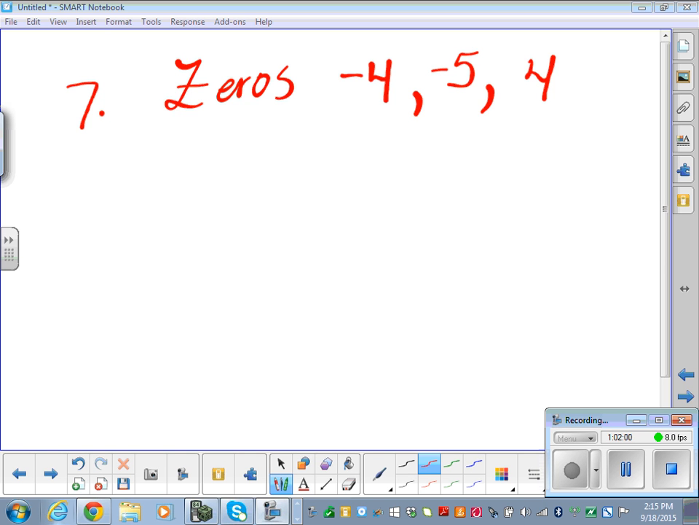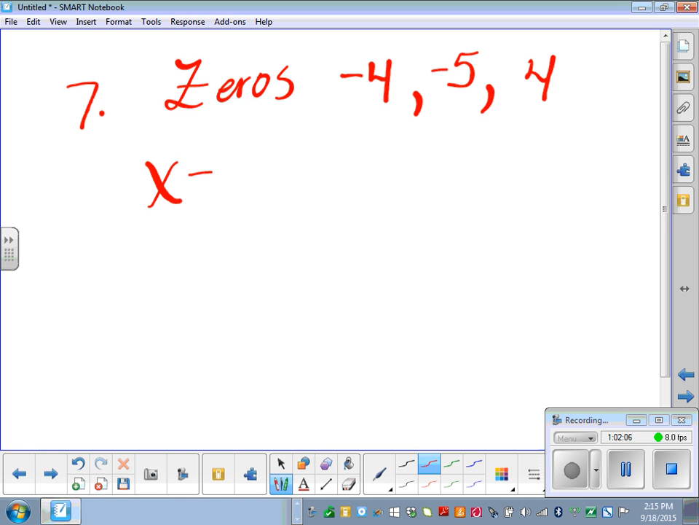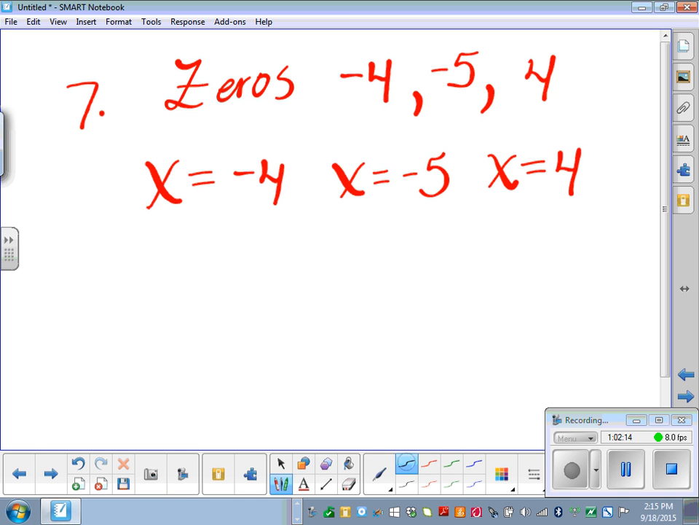Okay, so I'm going to do number 7 on the test. It says, what's the polynomial with the zeros -4, -5, and 4? So zeros are x values, so we have x is equal to -4, x is equal to -5, and x is equal to +4. Now, if we want to know the polynomial, guys, remember we're going to be working backwards, so we've got to get these linear factors set equal to 0.